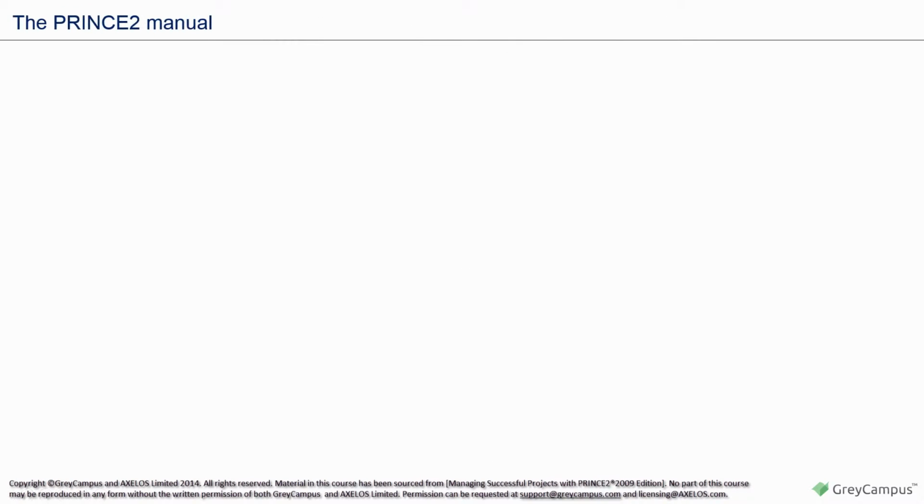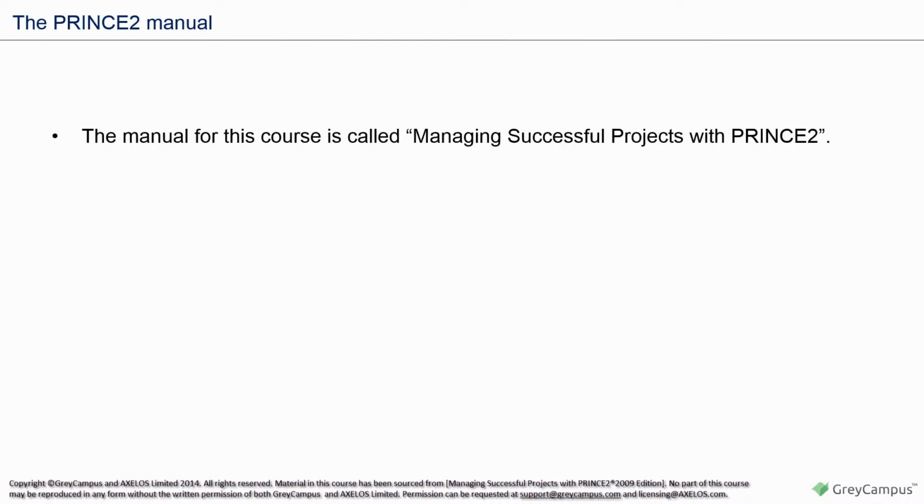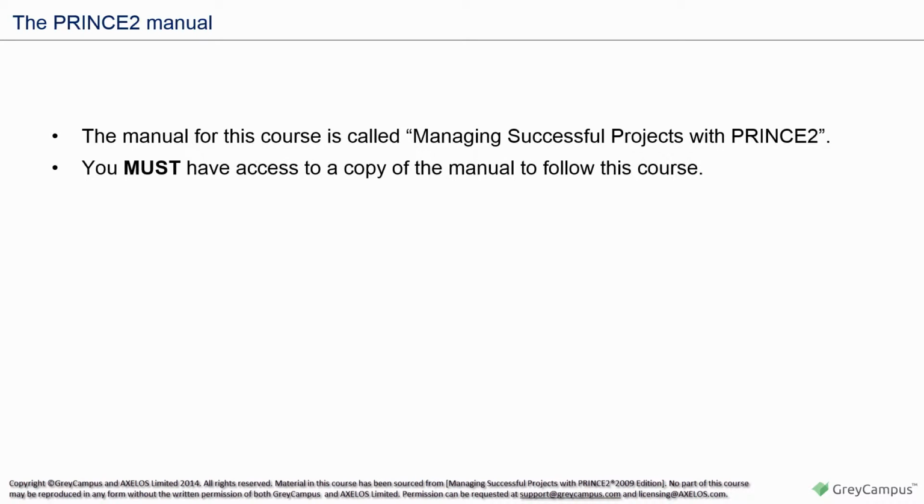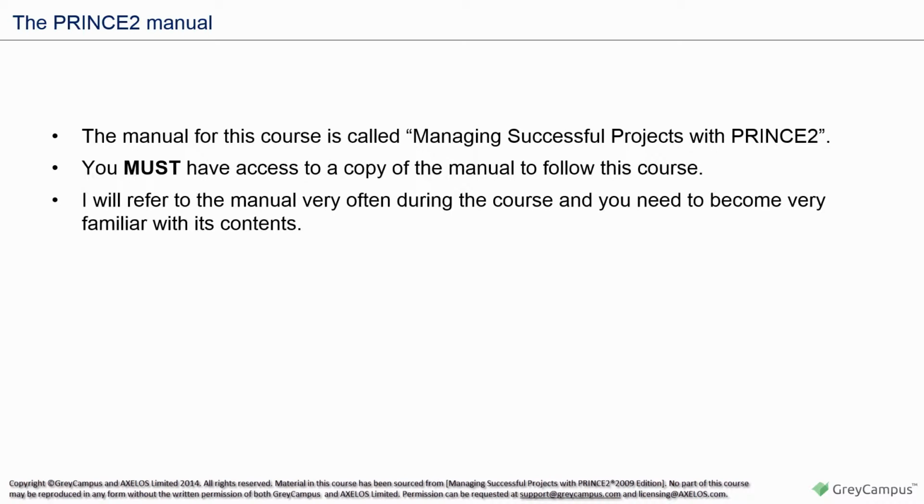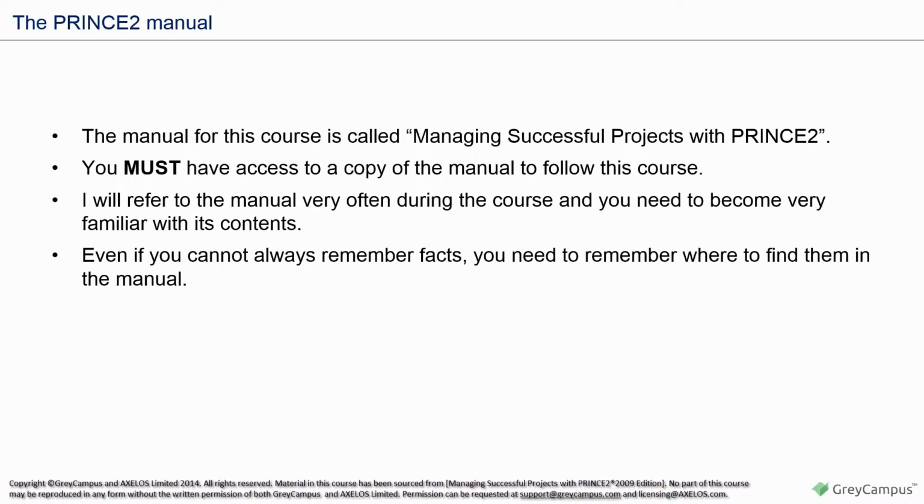Now, something that you're definitely going to need in order to follow this course is a copy of the PRINCE2 manual. The manual for this course is called Managing Successful Projects with PRINCE2, and you must have access to a copy of the manual to follow this course. The manual contains all of the information that you need. It's meant both for beginners and for experienced project managers, and as you'll see as we go through the course, it contains a lot of information. I'll be referring to this manual very often during the course, and you need to become very familiar with its contents. So even if you can't always remember facts in the manual, you need to remember where to find them.